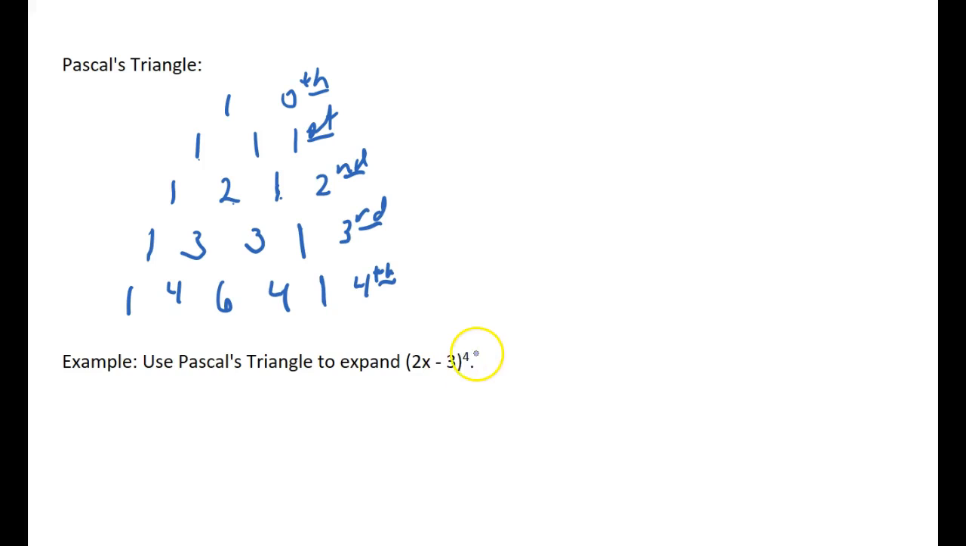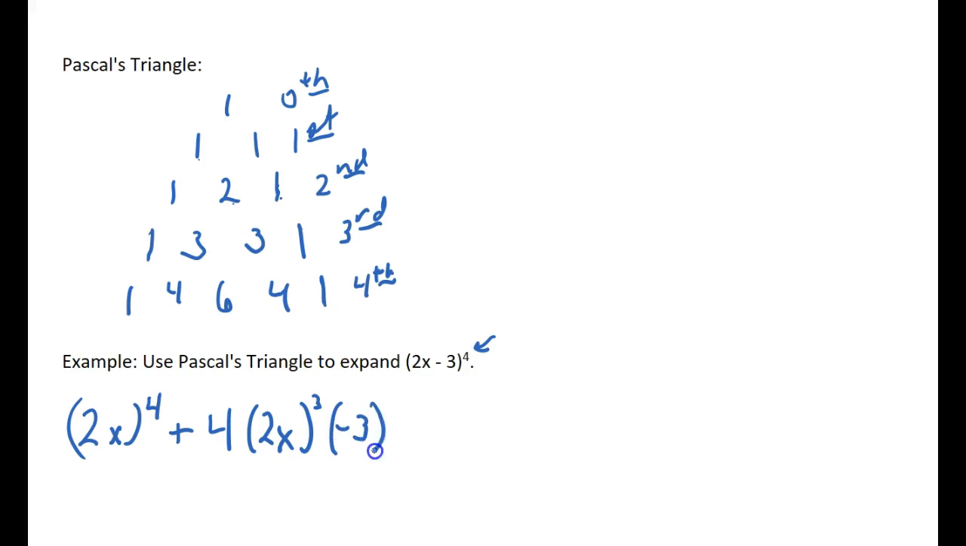So I'm going to go to the fourth row since I'm raising it to the fourth power. And my first coefficient is 1. So I have 2x to the fourth. And remember that negative 3 is raised to the 0 power. My next coefficient is 4. The exponents of 2x count down, while the exponents of negative 3 count up. My next coefficient is 6. 2x cubed, negative 3 squared, plus 4.